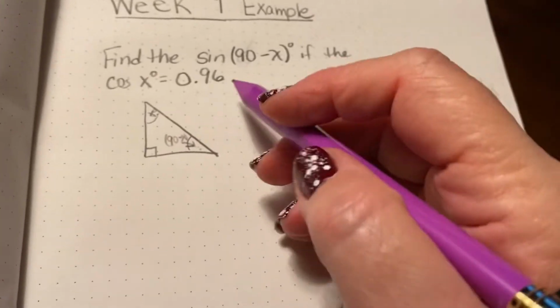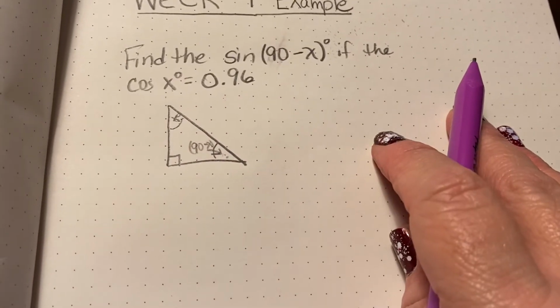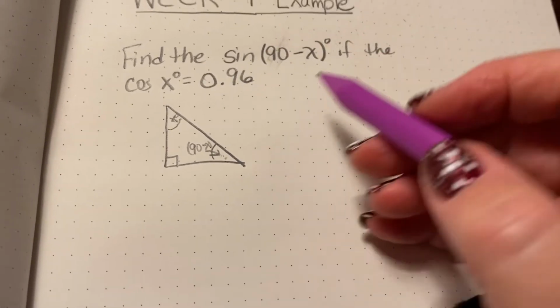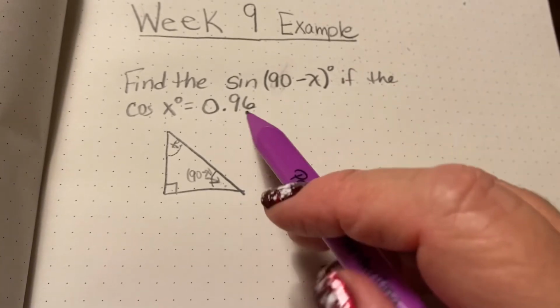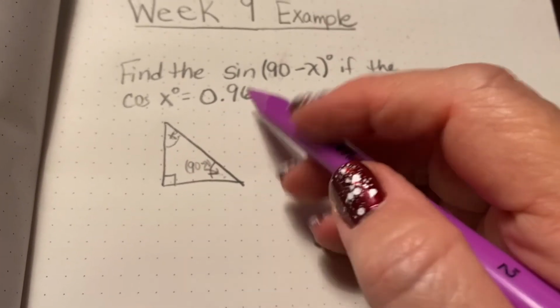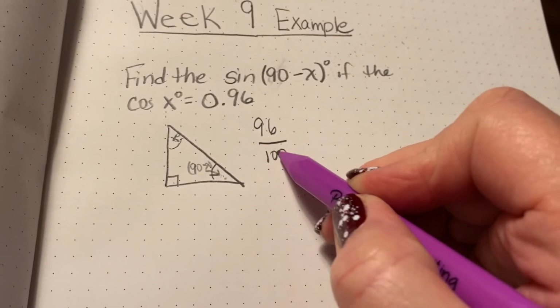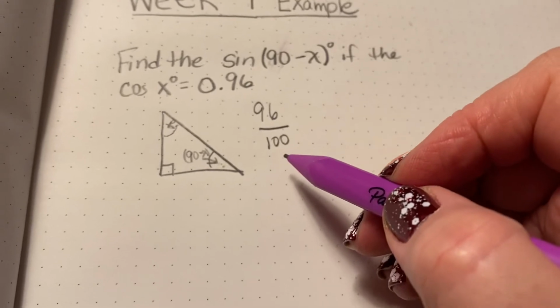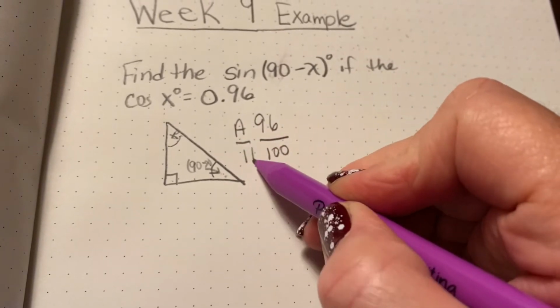The next thing I want to talk about is the fact that you've got a decimal. Don't let that make you feel like you've got something difficult either. Read that decimal properly. Now, we're all guilty, myself included, of saying 0.96. But this actually says 96 hundredths. So now I have a ratio. I have a ratio of the adjacent side to the hypotenuse.